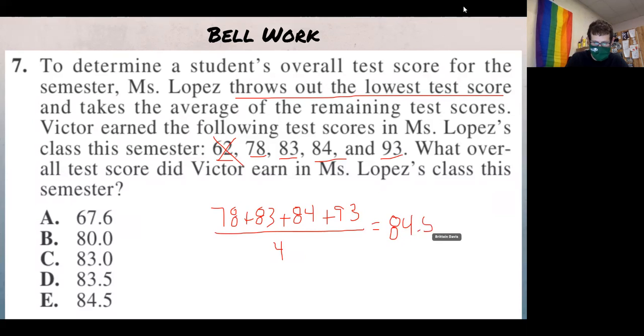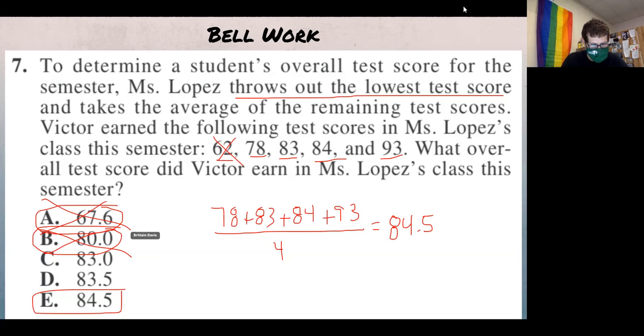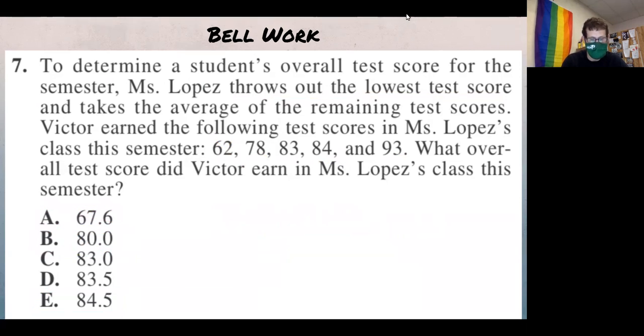The answer actually is E. If you had averaged all of them together, you would have got 80, but that's incorrect. If you knew to throw out the 62, but you divided by 5 instead of 4, you would have got 67.6, which is also incorrect. So that might explain why you got A or B instead of E. So as far as that goes, here's the answer, and we can move forward.